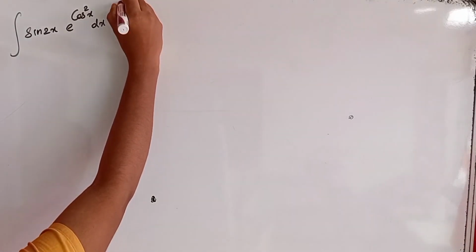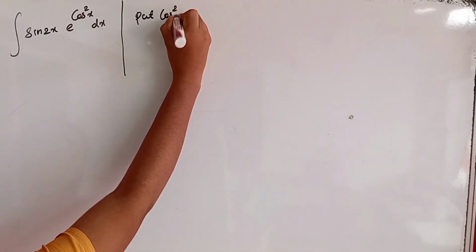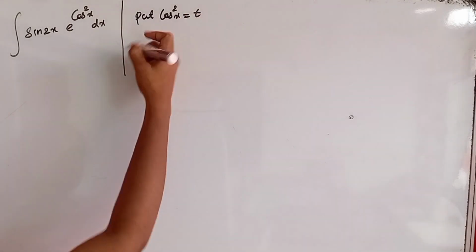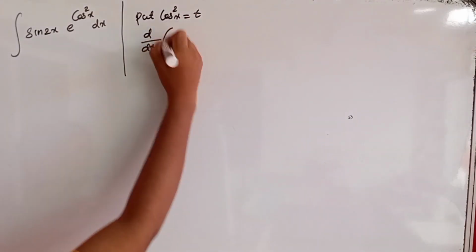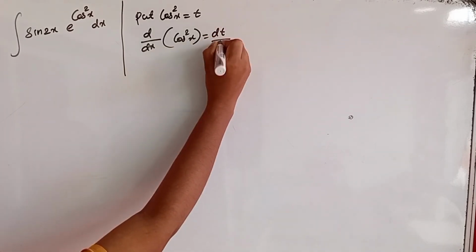Let's continue the topic integration by substitution method. So the first question is integrate sin 2x e raised to cos squared x dx. Here we put cos squared x equal to t. Now differentiate both sides with respect to x.